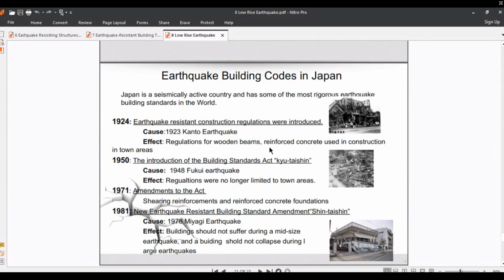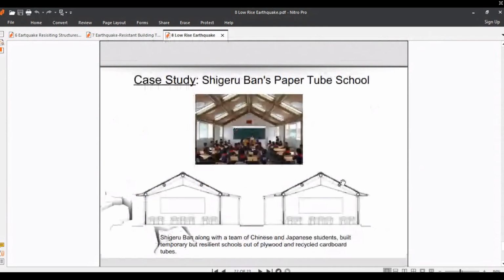Another earthquake building code in Japan is from 1981. This is the standard for new earthquake resistant buildings, and you can find it on the internet. You can study it, and for more information, I refer you to the internet to download and study this standard.